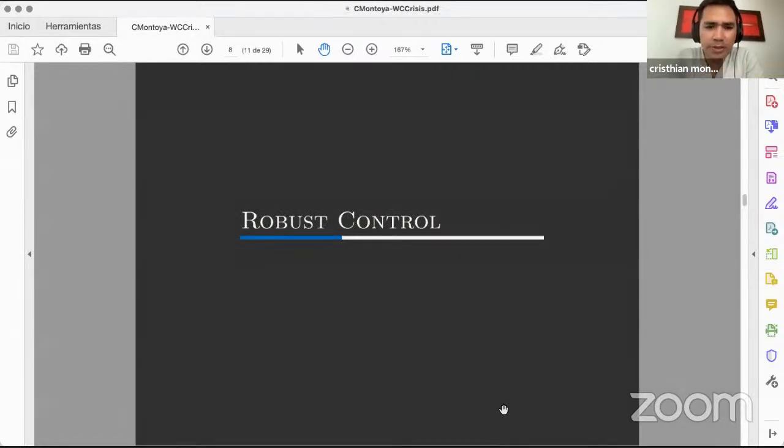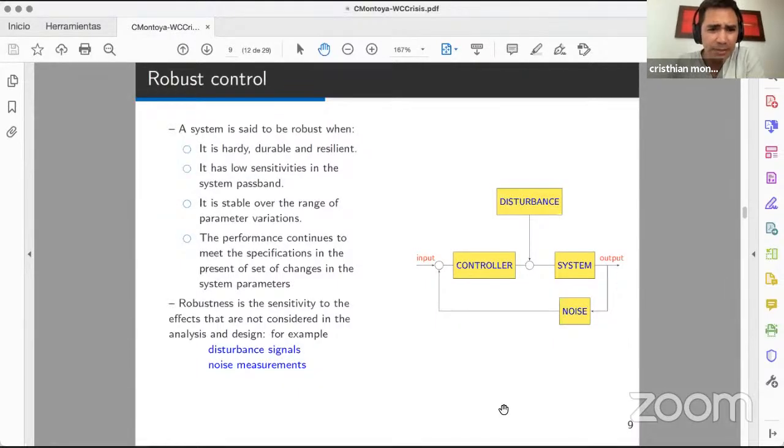The second topic is related to the robust control notion, and essentially the robustness in a system, of course, is the sensitivity to factors that are not considered in the analysis and design. For example, when we put into the system disturbance signals and noise measurements that I show you here in this simple diagram.